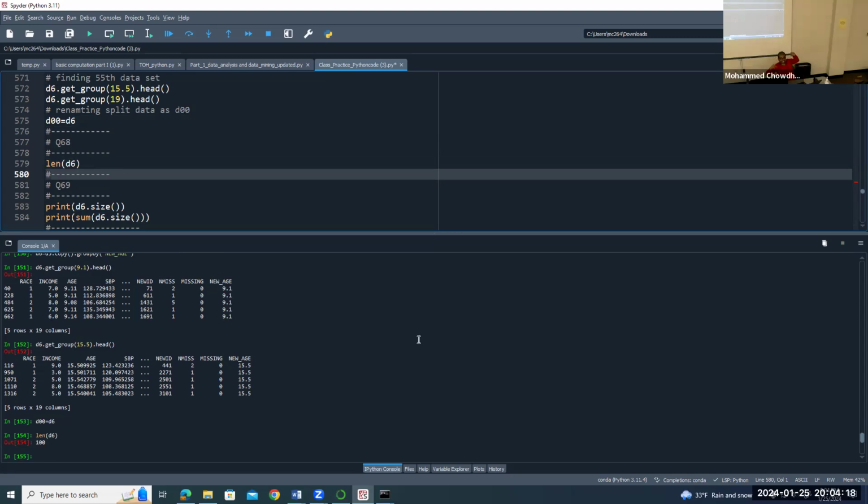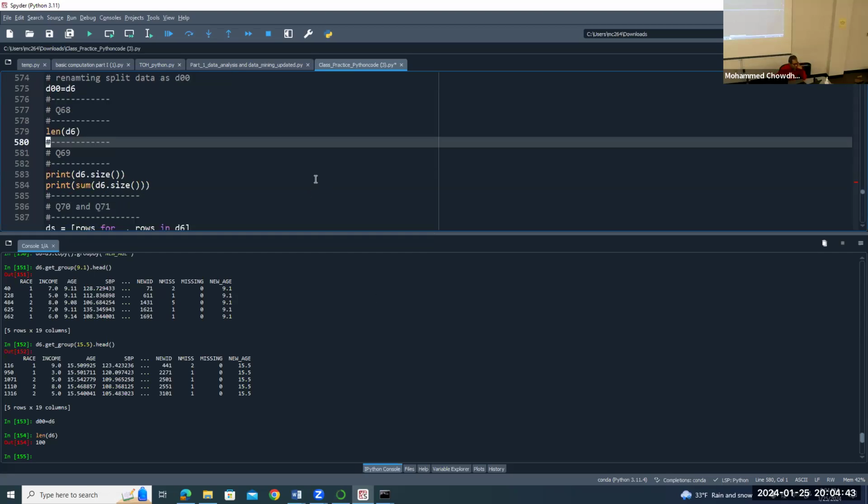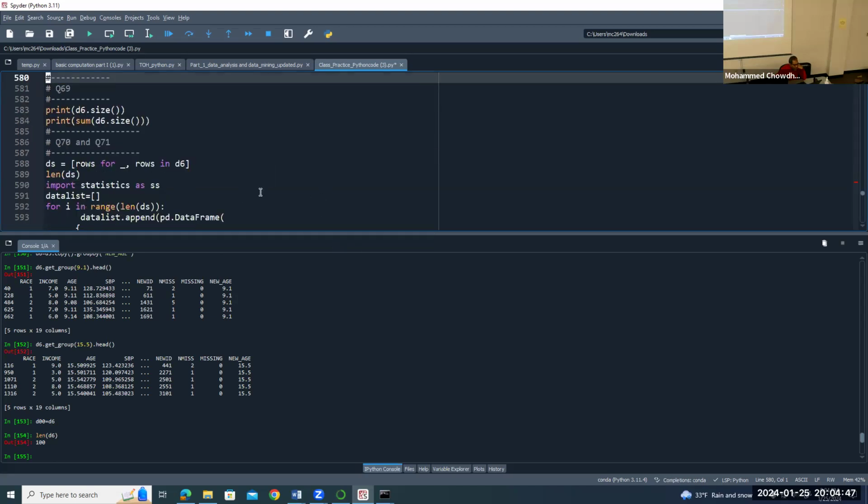List. Like 30 years ago, when your grandparents went grocery shopping, your grandma wrote all of these things in a list, and then opened the list and bought each and everything. So D6 is your list. It has 100 data. D6 is a list, so now you see 100 data.